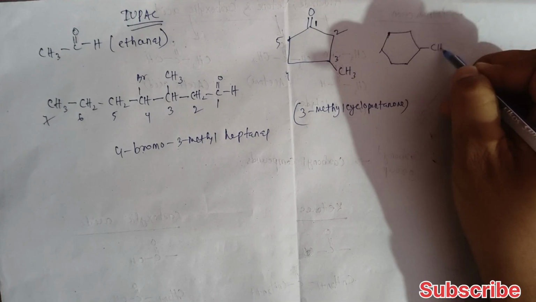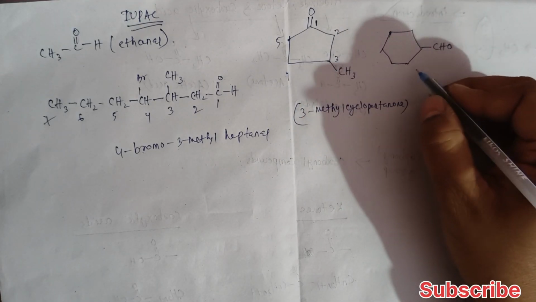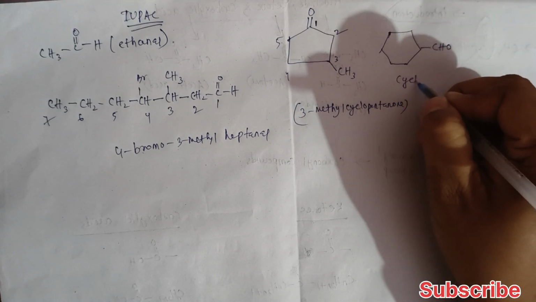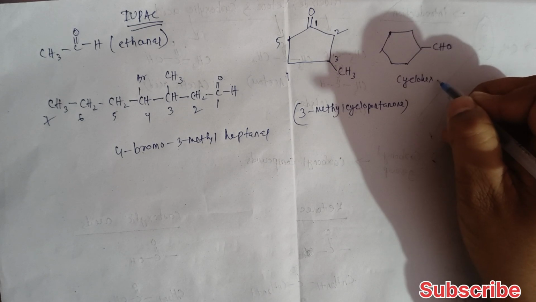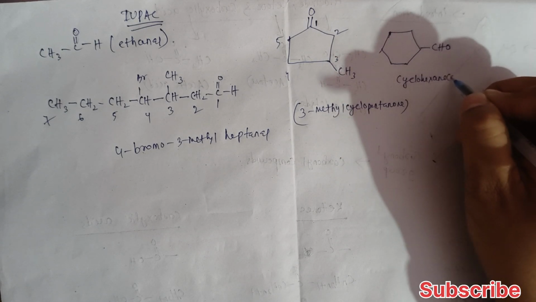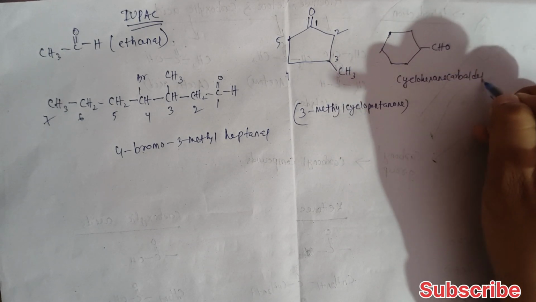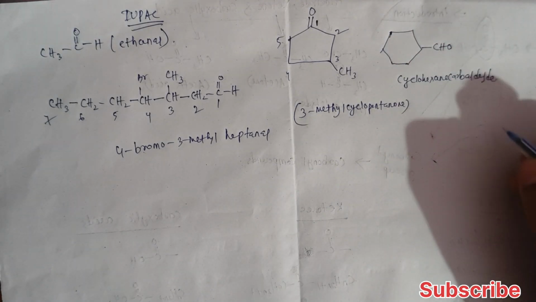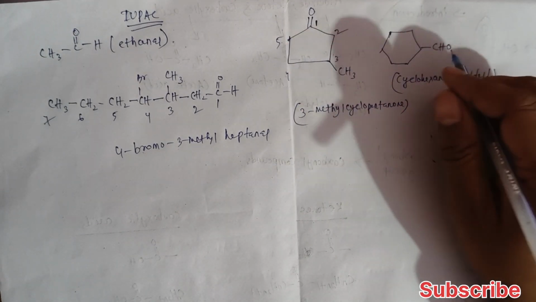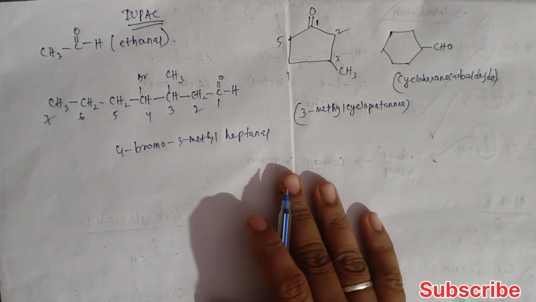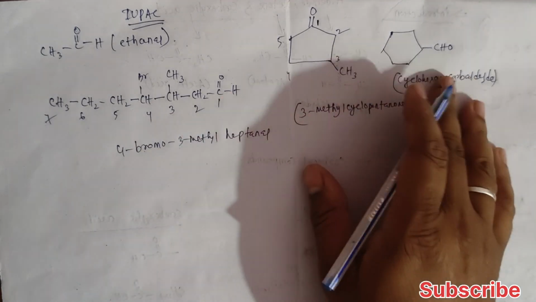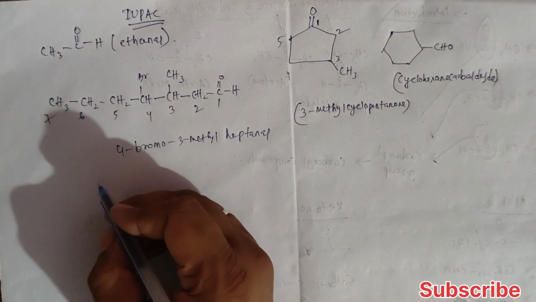Now if I write CHO, so what will happen? What will be its name? This is called as cyclohexane carbaldehyde. So its IUPAC name is cyclohexane carbaldehyde. So these are the different kinds of aldehydes and ketones, and these are all their IUPAC names.